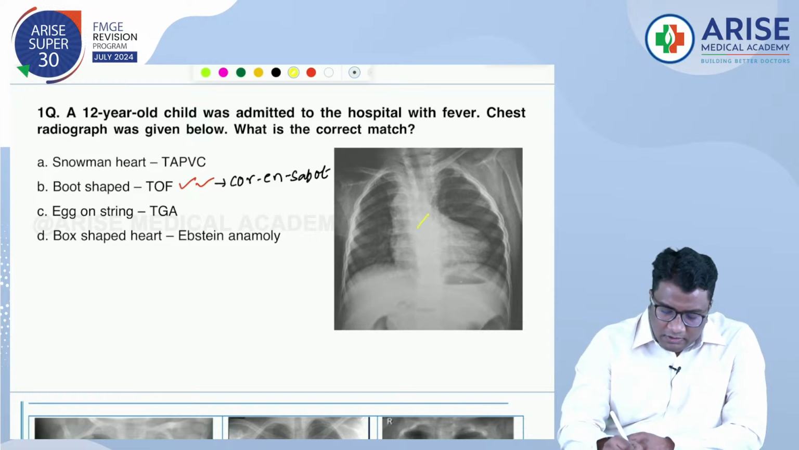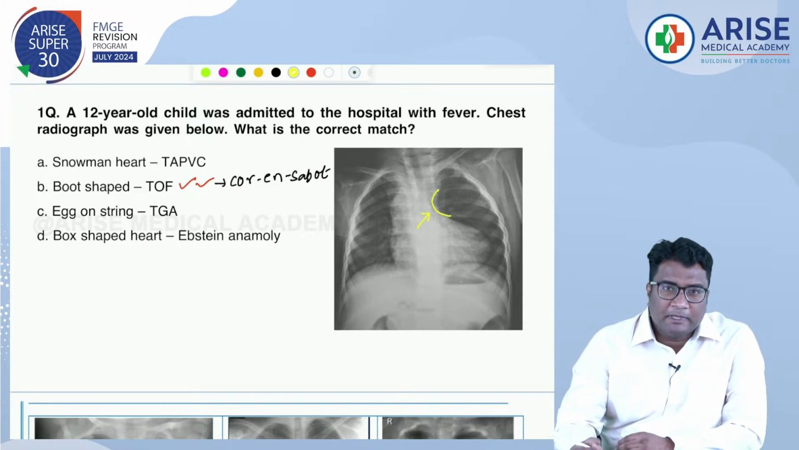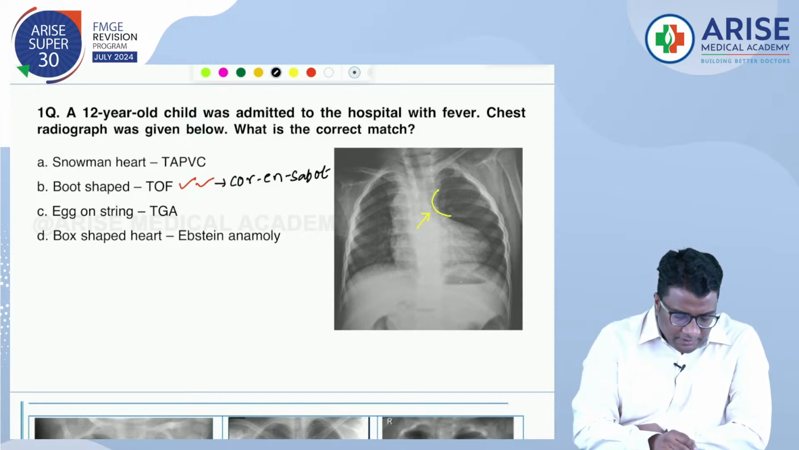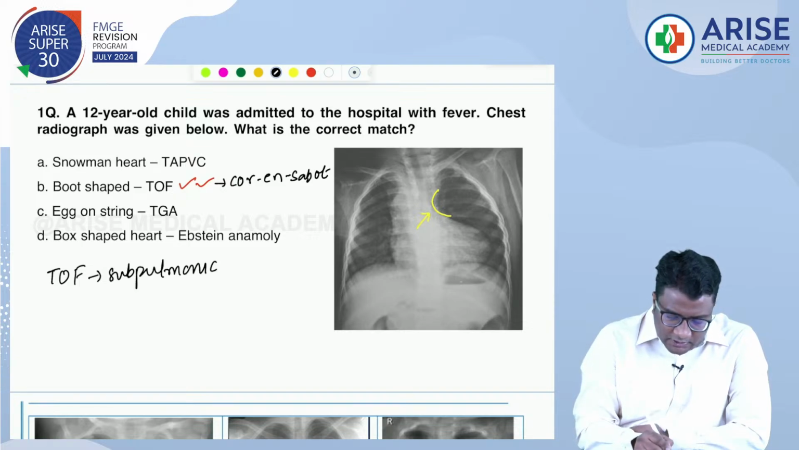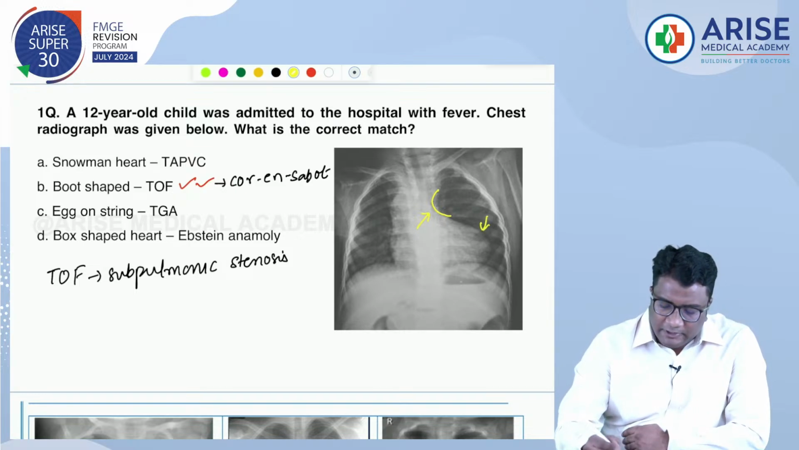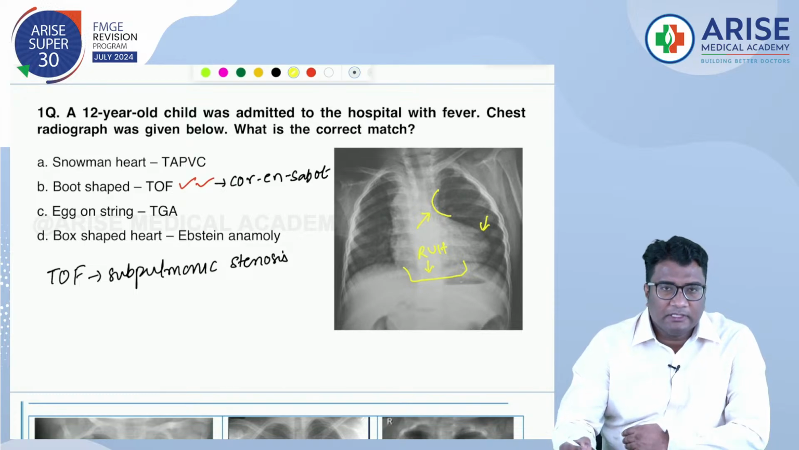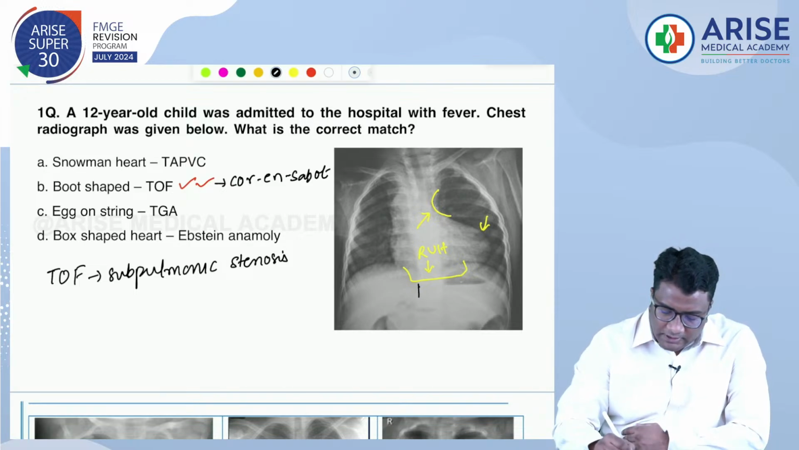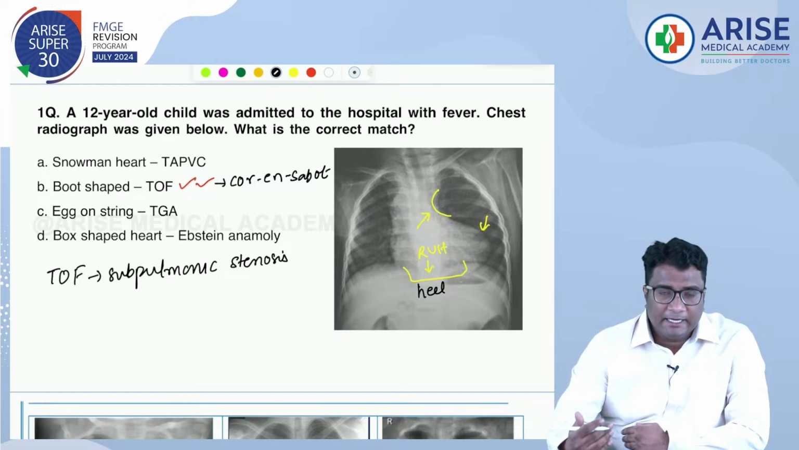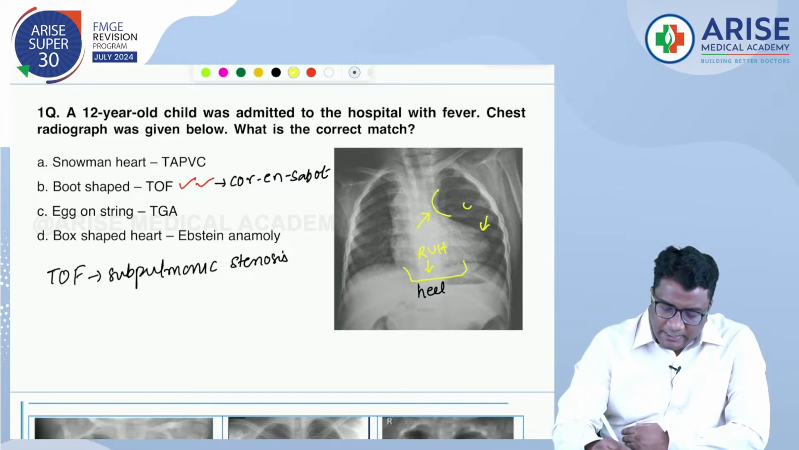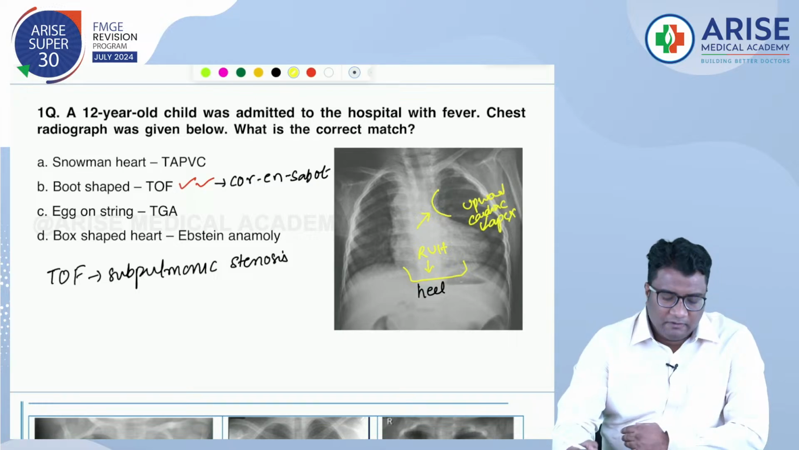You can see a concave pulmonary area because of the pulmonary stenosis that occurs in tetralogy of Fallot. Remember, in tetralogy of Fallot, you have subpulmonic stenosis, right? Because of the subpulmonic stenosis, you have a concave pulmonary area, and you also have an upward cardiac apex, because of the right ventricular hypertrophy. There is an upward cardiac apex, right? So this is what is called as boot-shaped heart, a feature of tetralogy of Fallot.